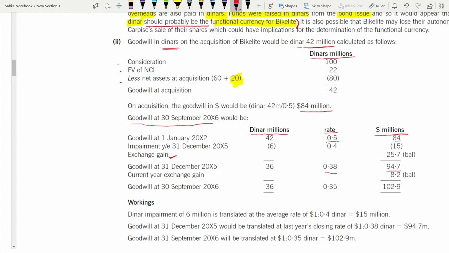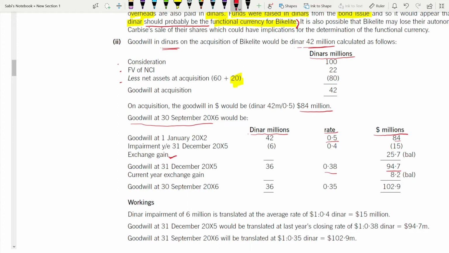Therefore, the exchange gain, it's a gain. Why? Because goodwill at the year end increased. Because 84 minus 15 is 69, but at the year end, it increased more than 69. Therefore, it's a gain. Exchange gain, 25.7. Positive balance, so it's a gain.